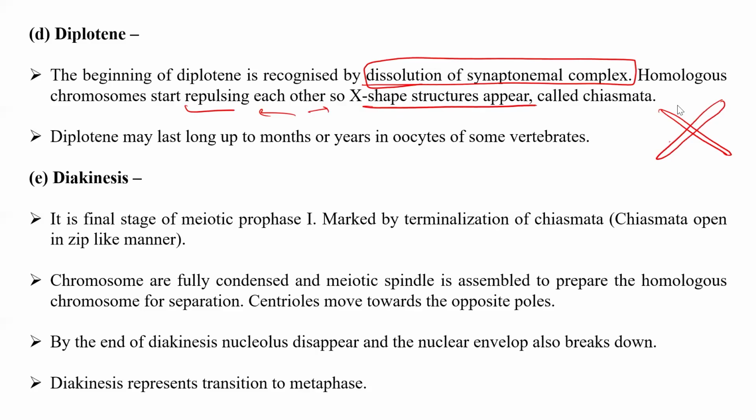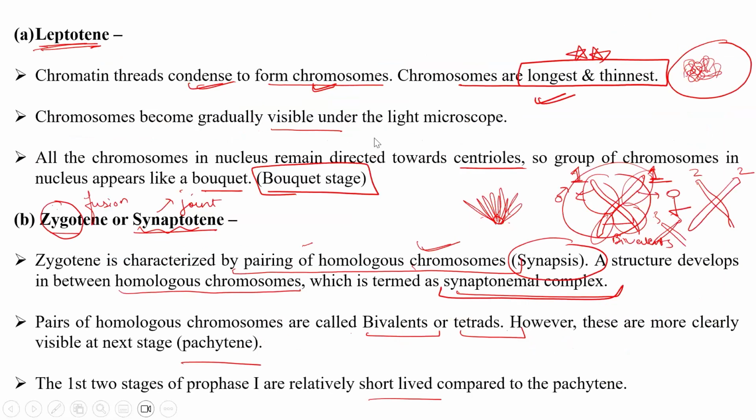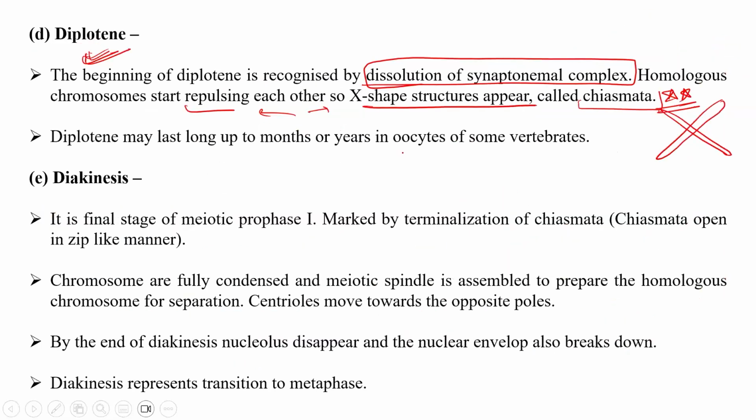This is known as the chiasmata. So these terms are important. Chiasmata is formed during the diplotene stage, while recombination happens in the pachytene stage. So these stages are important. The X-shaped structure called chiasmata is formed, and in certain cases, for example, in the oocytes of some vertebrates, it may last up to months or years.